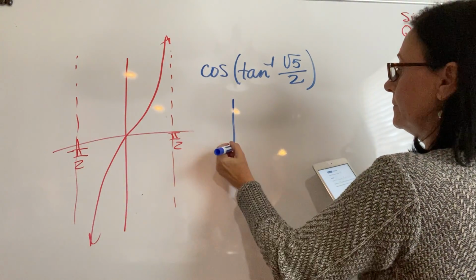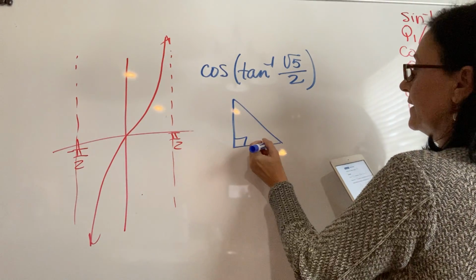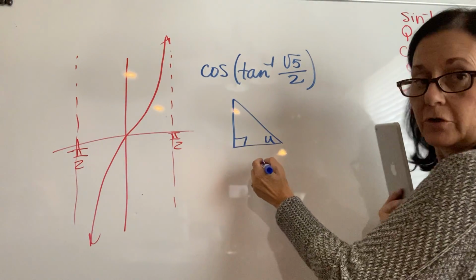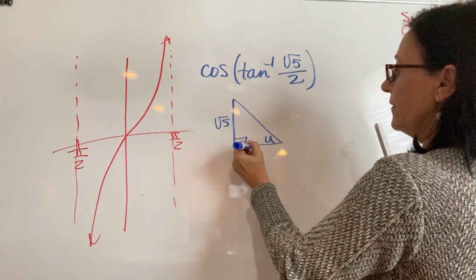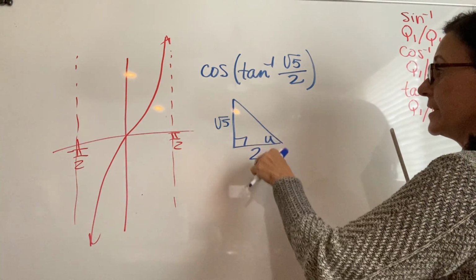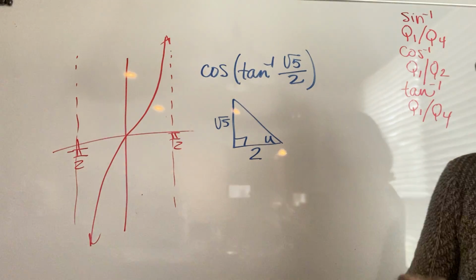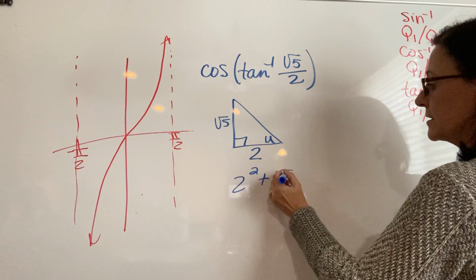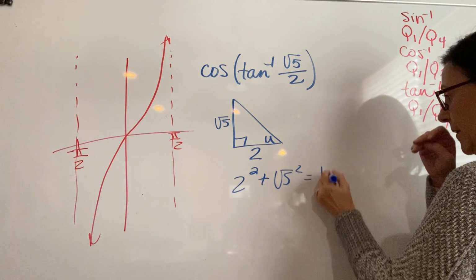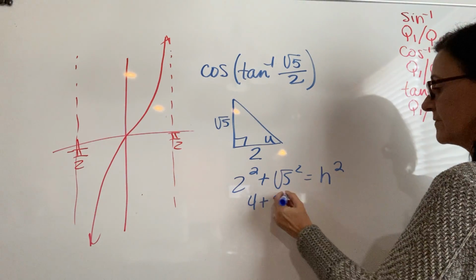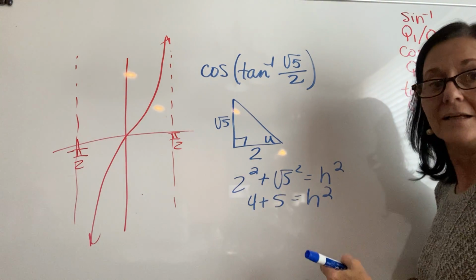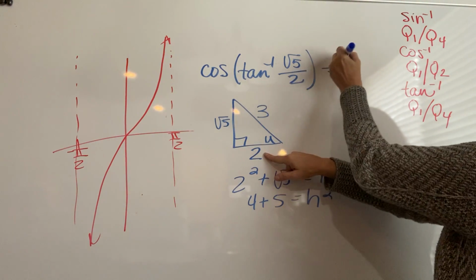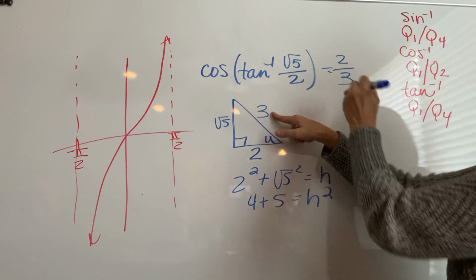I'm going to draw the angle. I'll label it U. The tangent is the opposite over the adjacent, so this would be square root of 5 over 2. The cosine is adjacent over hypotenuse, so I need to calculate the hypotenuse. I'm going to use the Pythagorean theorem. 2 squared plus the square root of 5 squared equals the hypotenuse squared. That's 4 plus 5 is the hypotenuse squared. That's 9. The square root of 9 is 3. So what does this equal? It equals 2 adjacent over hypotenuse.